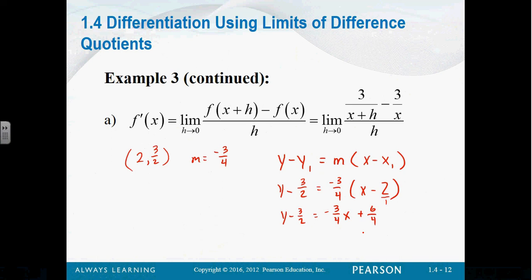We get 6 fourths, but 6 fourths can be simplified. What's that going to become? It's going to be 3 halves. We want to get y by itself, so we add 3 halves. What's 3 halves plus 3 halves? 3. So there's the equation of the line tangent to that curve at the point X equals 2. There will be a problem like this on the test, where I ask you to find the equation of a tangent line.